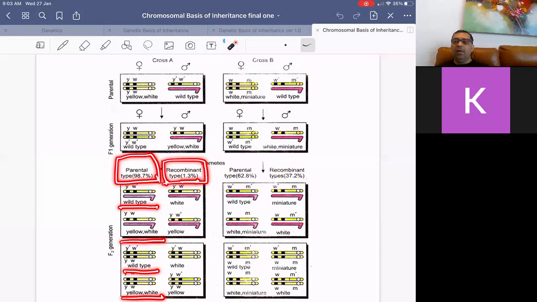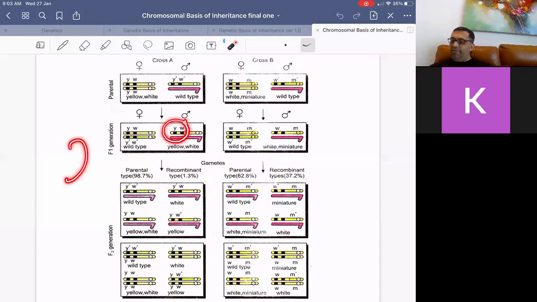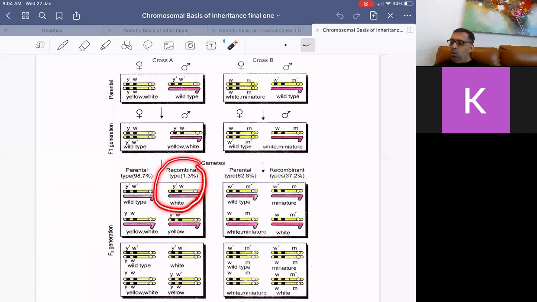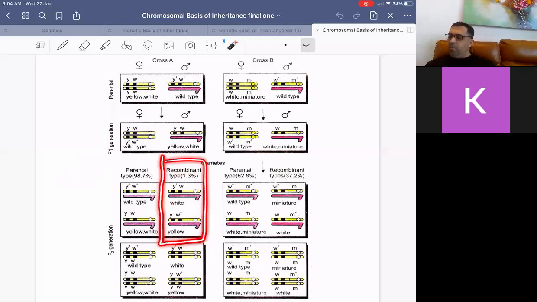98.7%, because yellow and white were tightly linked together. So recombination with Y plus and W plus, recombination ke chances kam the to get Y and W plus. And you get Y plus and W. So, ye recombination ke chance kam huye. So, getting Y plus W and Y W plus, that yellow and white recombination chances were only 1.3%. So these are tightly linked genes.